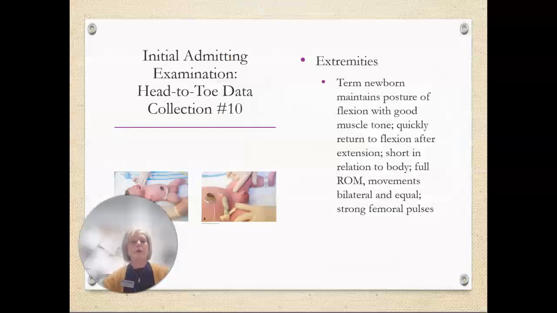Extremities: we want to make sure they have good posture, good flexion, and good return to flexion. So you might pull their leg down and let go and make sure that it flexes back up. They should have full range of motion and strong femoral pulses. One thing we look at is we do a hip flexion and rotate their hips and look for a hip click. Sometimes babies can be born with hip dysplasia, so we want to catch that early because we can treat it. It just needs to be caught early.